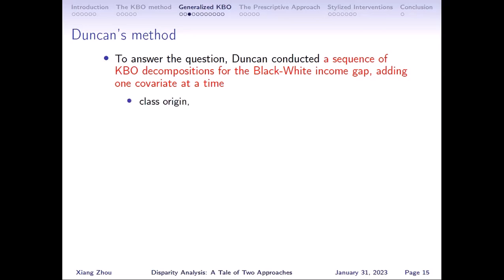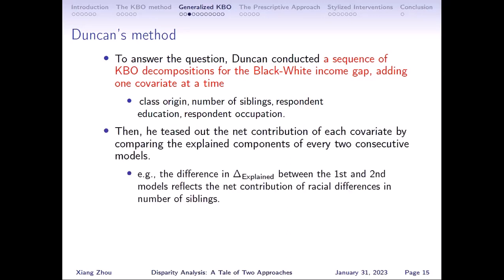So what Duncan did was essentially KBO decompositions, adding one covariate at a time. Here, Duncan first fit a model including only class origin. Then he added number of siblings to it. Then he added respondent education, then respondent occupation. Then he teased out the net contribution of each covariate by comparing the explained components of every two consecutive models.